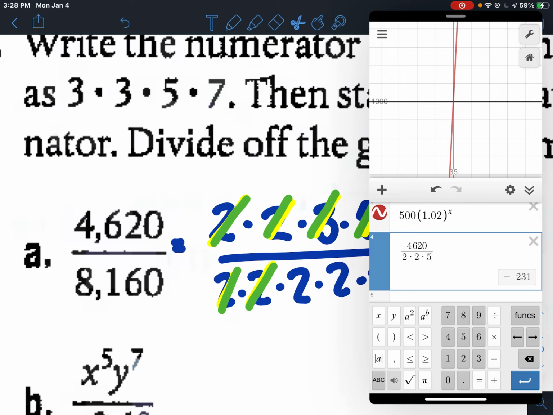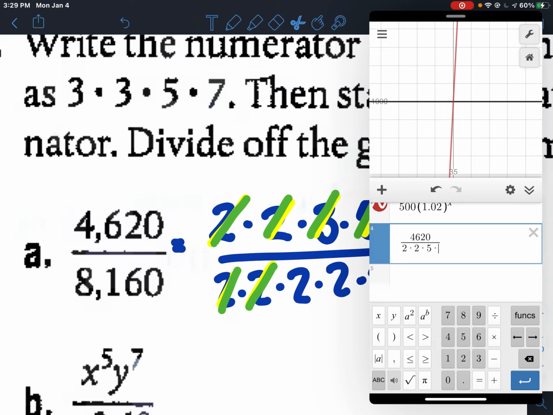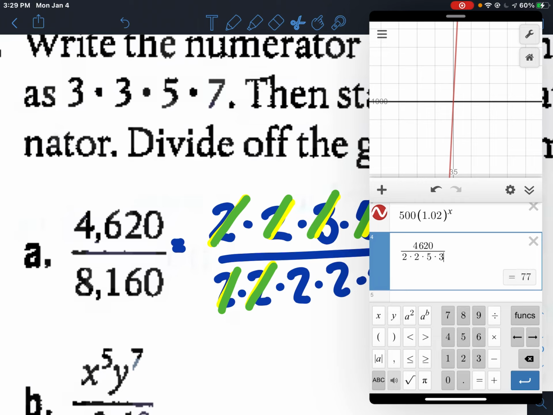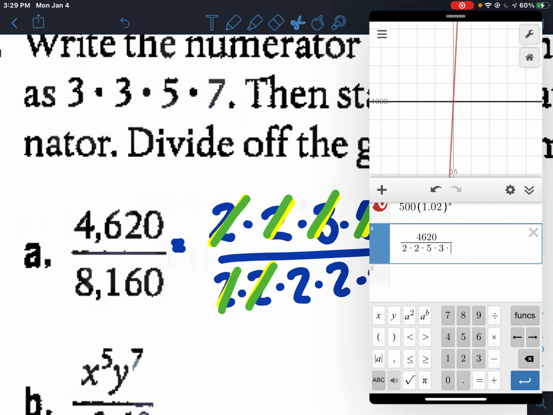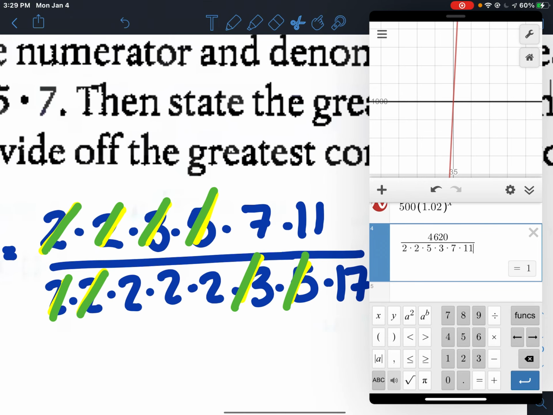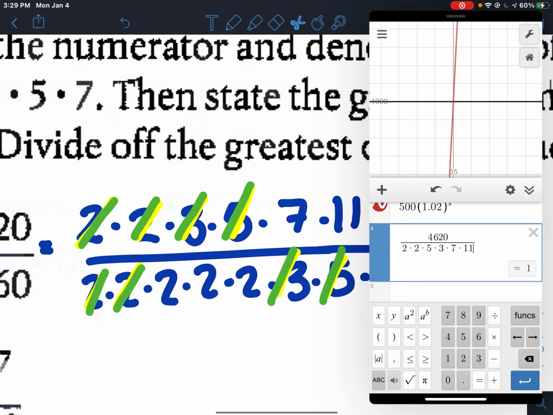231. All right, I know it's not even, so it can't be divisible by 2. So let's see if it's divisible by 3. Yes, it is, because I have a whole number. So divisible by 3. Then 77. I know that's pretty easy. It's a 7 and an 11. Now I'm left with 1. So I'm going to write 2 times 2 times 3 times 5 times 7 times 11.